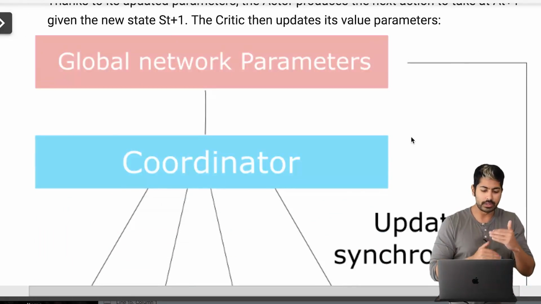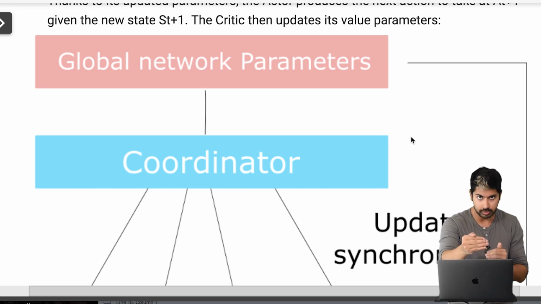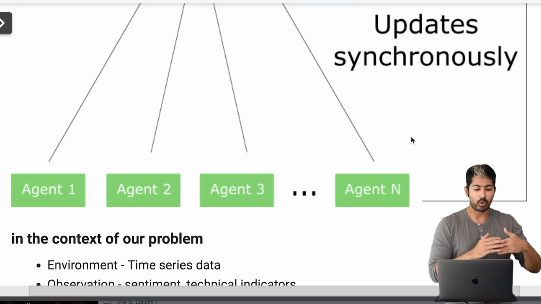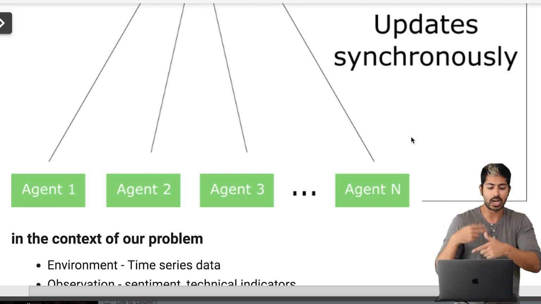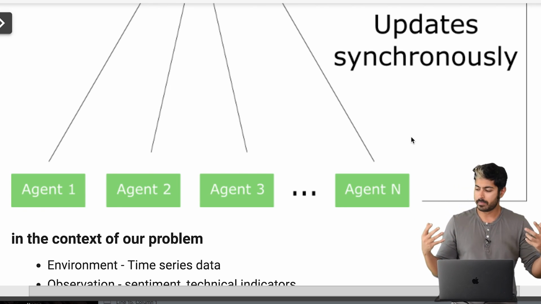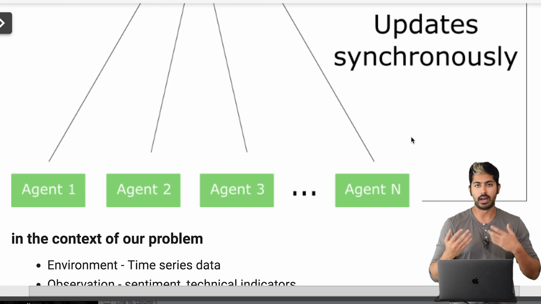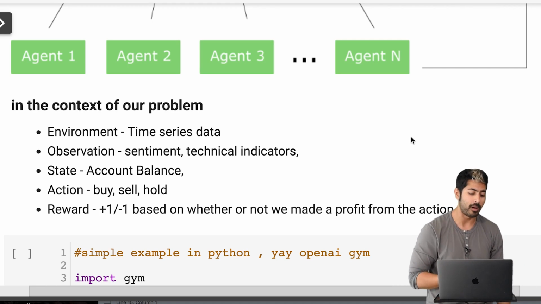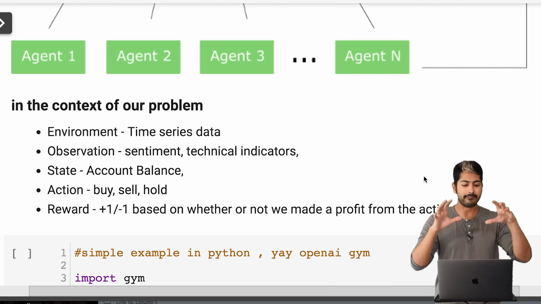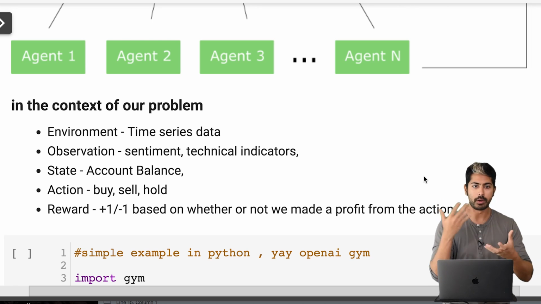And what happens is over time, we can either have this happen synchronously or asynchronously. The asynchronous way is really interesting because we're going to have several actor-critic models over time, and they're all going to be learning at each time step. And over time, based on the actions that it takes, it's going to optimize itself and update its weight values. So in the context of our problem, how does this all play out? The environment is some time series data. That is our Bitcoin price data.